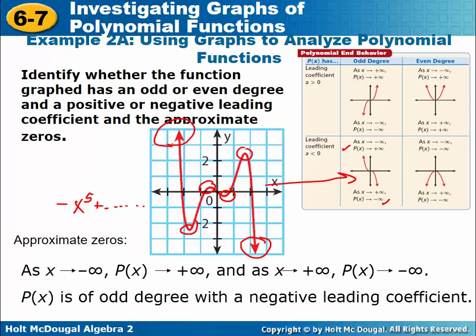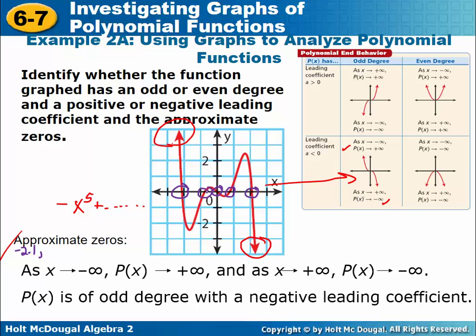Also, let's look for the approximate zeros. The approximate zeros are where it's crossing the x-axis. So it crosses the x-axis at approximately here, and here, and here, here, and here. So there's 5 approximate zeros. The first one looks to be, if this is at -1, this would be -2, a little bit more than -2. So the approximate zero, let's say negative 2.1.